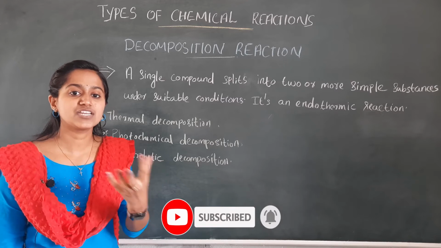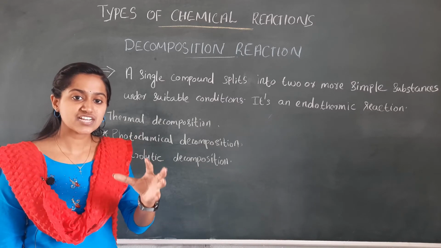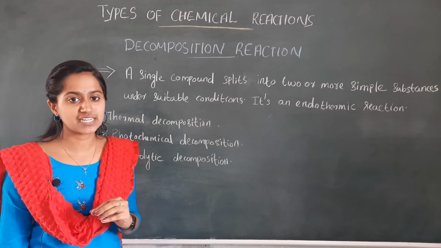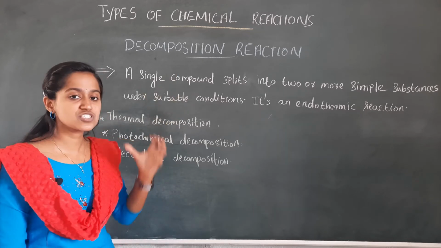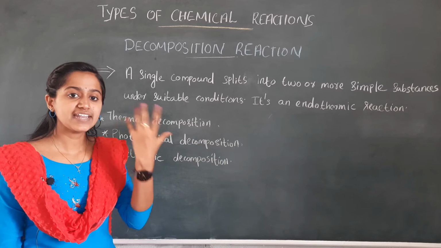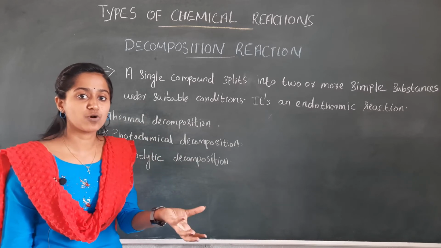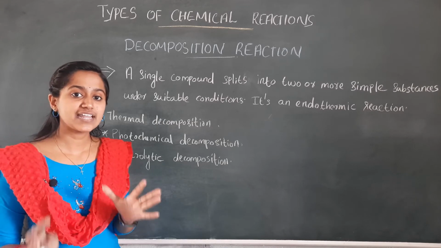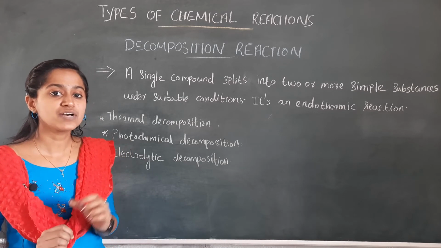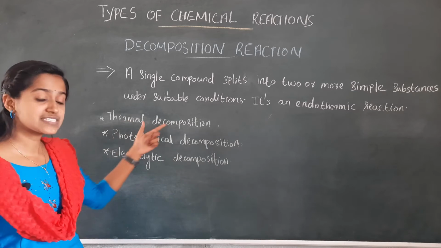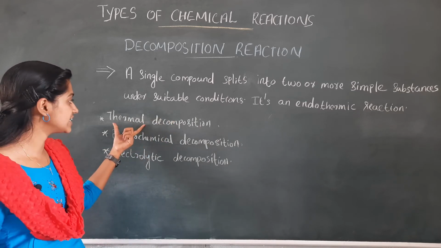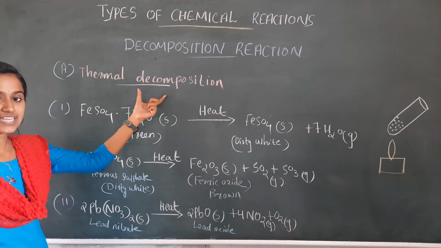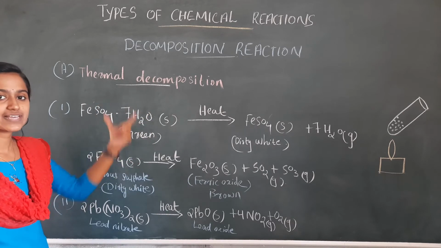As we know, those reactions in which heat energy is absorbed we call endothermic reactions. In the case of decomposition reaction, the energy change may take place in the form of light, heat, or electricity. If the energy change takes place in the form of heat, such decomposition reactions are called thermal decomposition. Let's illustrate thermal decomposition with the help of two examples.